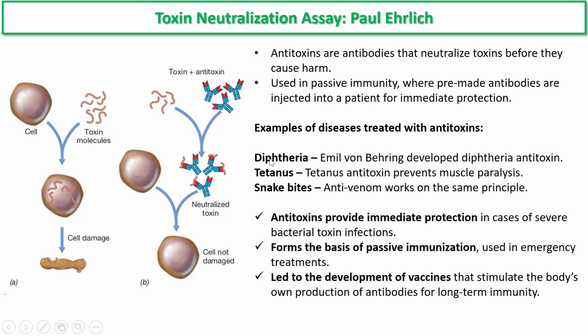A few examples of antitoxin: in diphtheria, we give diphtheria antitoxin. In tetanus, we give the tetanus antitoxin to prevent muscle paralysis. In snake bite, antivenom works on the same principle. So the antitoxins provide immediate protection in cases of severe bacterial toxin infection, and form the basis for passive immunization used in emergency treatments, and it led to the development of vaccines that stimulate the body's own production of antibodies for long-term immunity.